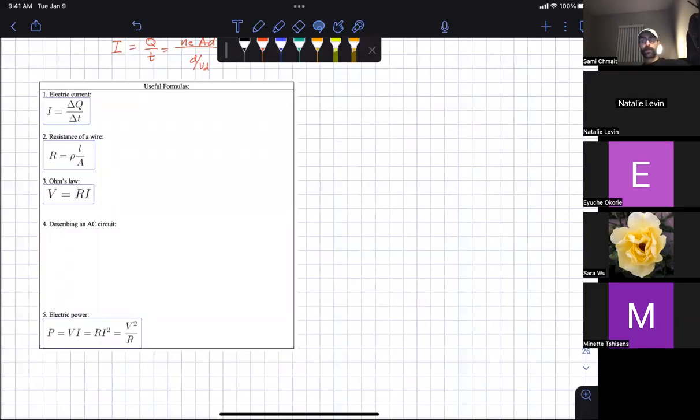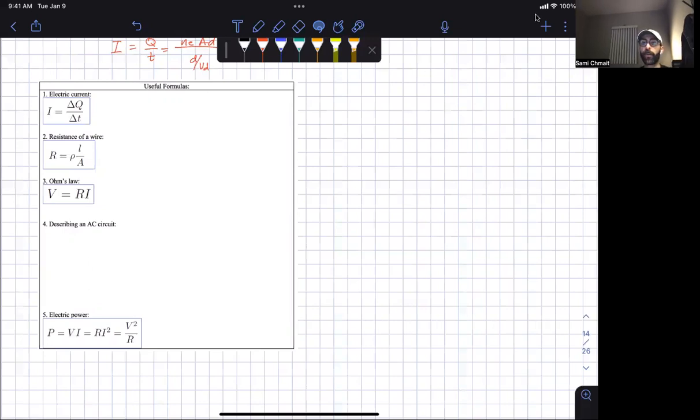All right, so now we're doing worksheet number 4. This is going to be on resistance, Ohm's law, and a few other things that we're going to focus on. A little bit of AC circuits. So we have our electrical current equation, but we focus on resistance on this worksheet here. So the question is, what is resistance?